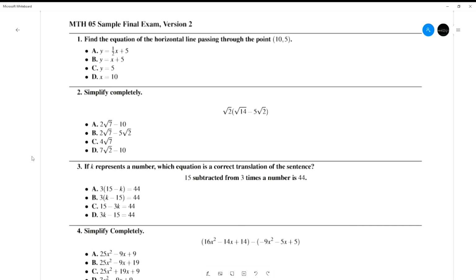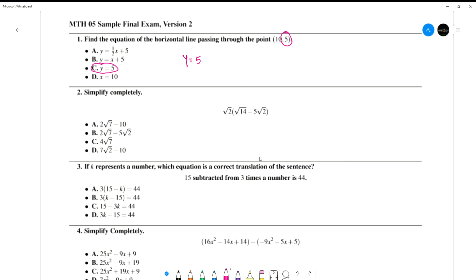This is our second practice final, and as you can see, it's asking for the equation of the horizontal line, right? We just talked about that. So what is that? The horizontal line is y is equal to, right? And it's the y coordinate. So y is equal to 5. Easy. So either you know it or you don't, right?